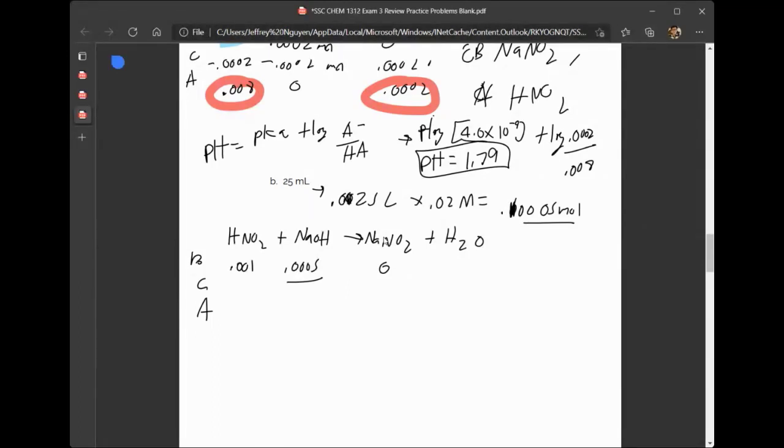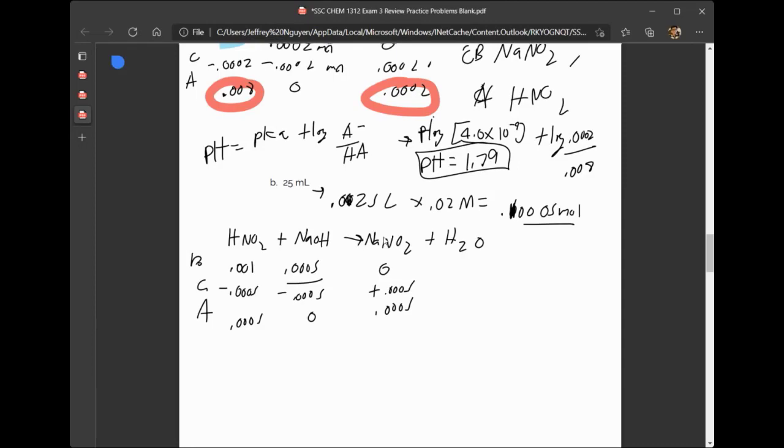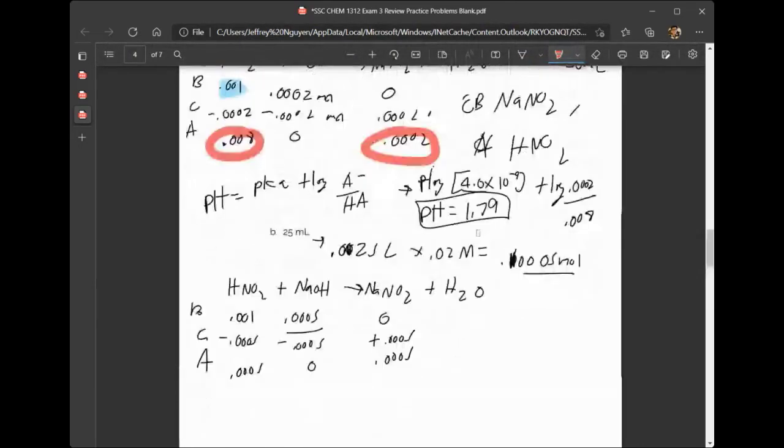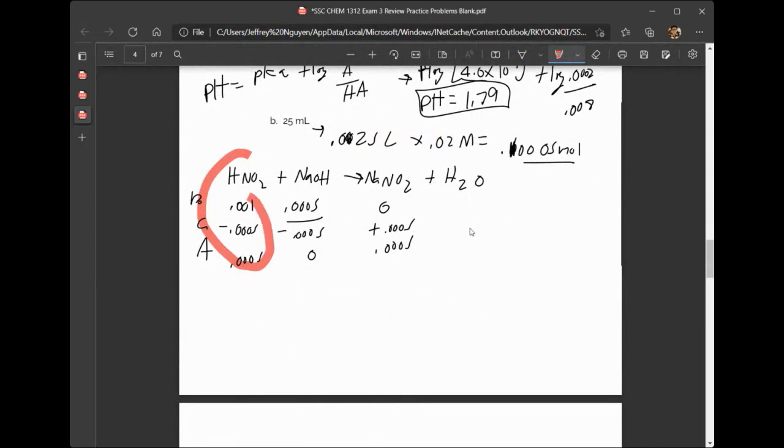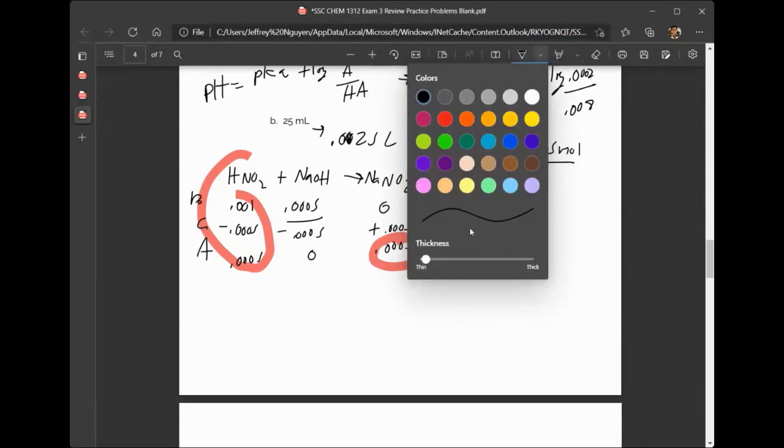So anyone have any questions there? So we subtract this because this is the limiting reactant. It controls where the reaction goes. And so we do 0.001 minus 0.0005. So we get 0.0005, 0, and 0.0005. So the next step is to identify what you have in solution. So in this case, I also have an acid and its conjugate base. So when you have an acid and its conjugate base, this becomes an HH equation problem.